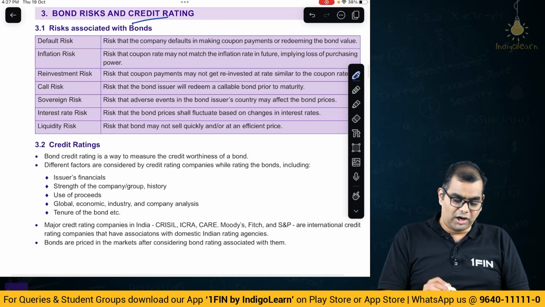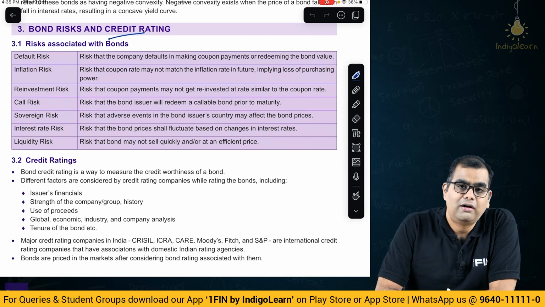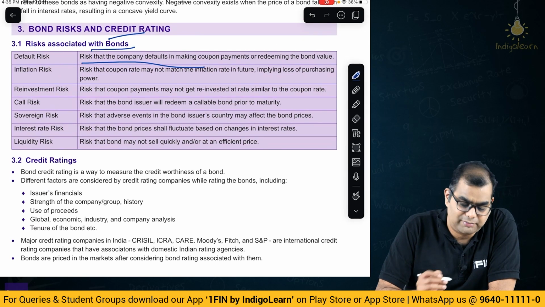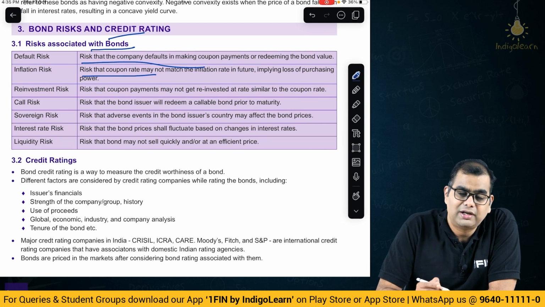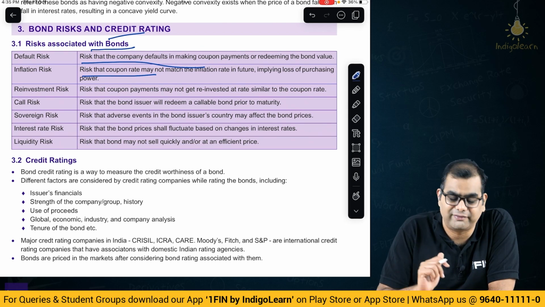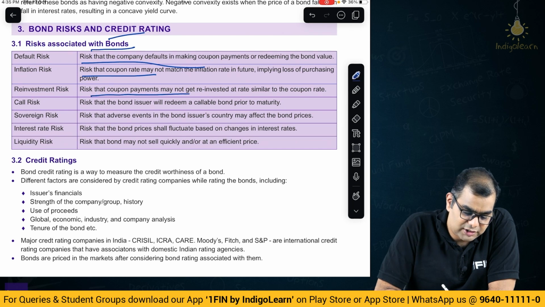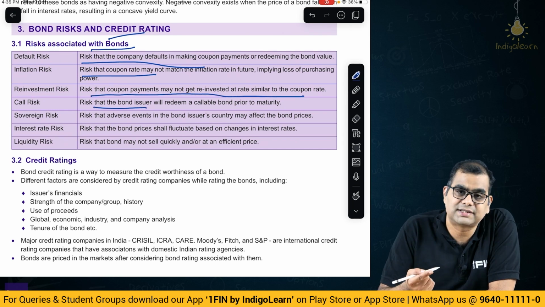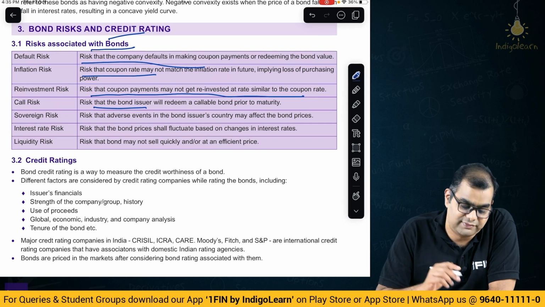Okay, now bond risks and credit rating. What are the various risks associated with bonds? One is default risk, that the company defaults. Inflation risk. The inflation must be much higher than the coupon rate. So the coupon that you have, its value will be less in the market when you go out and buy goods than what the monetary value is. Reinvestment risk, that coupons may not get reinvested at a similar rate. We discussed this. Call risk, there is a risk that the bond issuer will call back the bond because interest rates have come down.